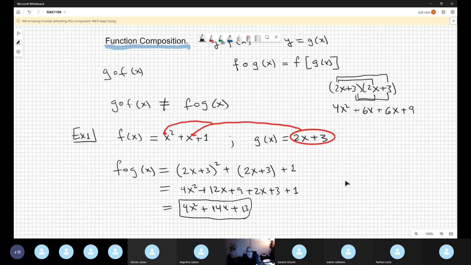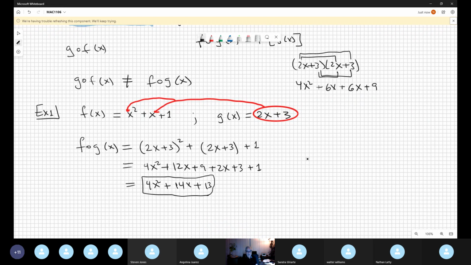And state its domain. Always state the domain. This is the complicated part. The domain of this is a little bit different. The domain of this is the domain of g, the first one, intersection the domain of the new function. What is the new function? This is the new one, after the transformation.